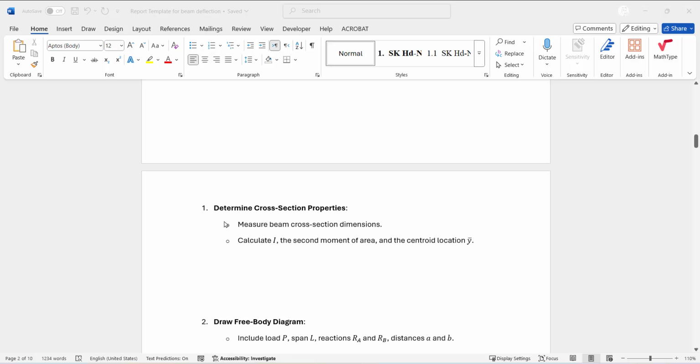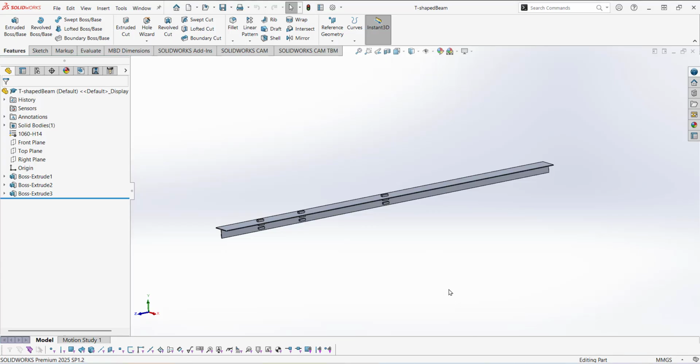So you start determining the cross section property. For a composite section like a C section, how do you find the I value? If you want to verify that, this is simple.